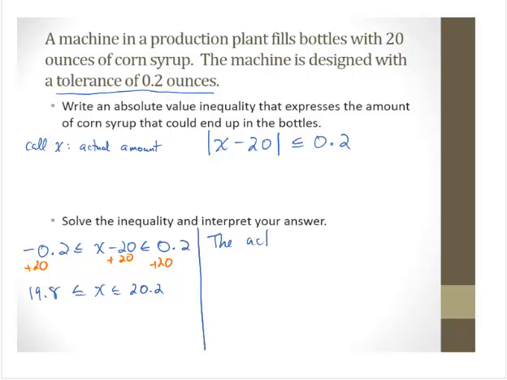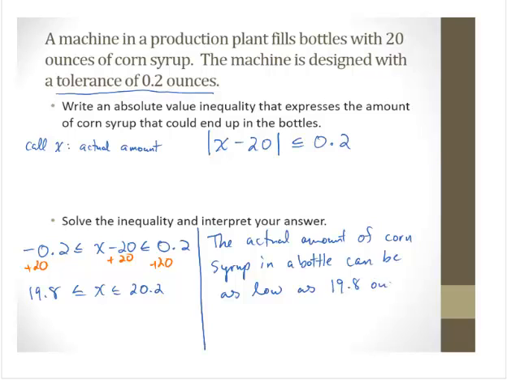The actual amount of corn syrup in a bottle can be as low as 19.8 ounces or as high as 20.2 ounces. So it's going to be somewhere between 19.8 and 20.2 ounces.